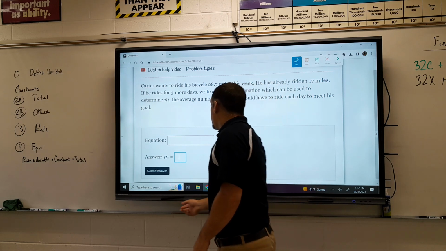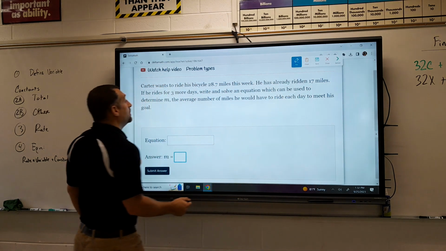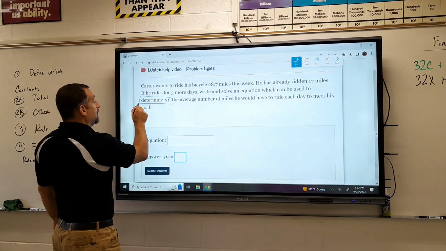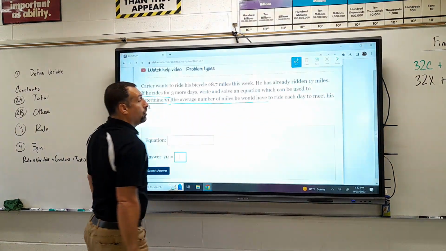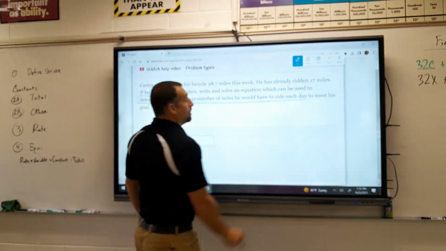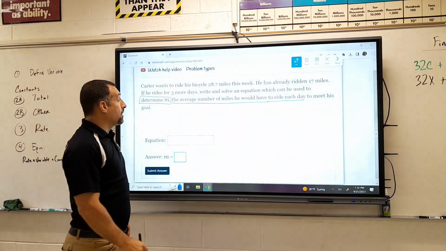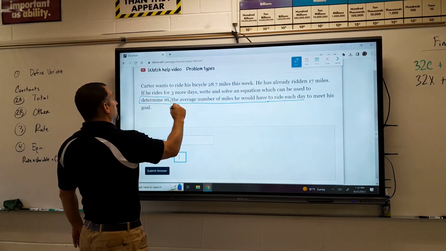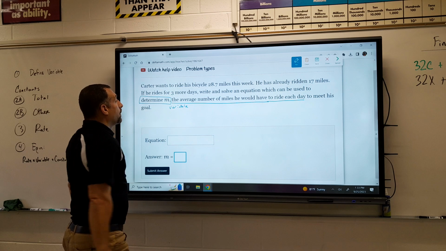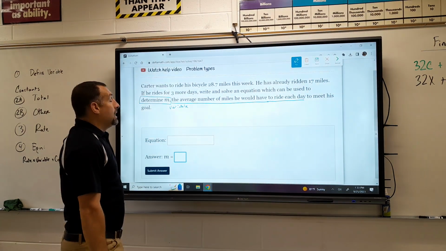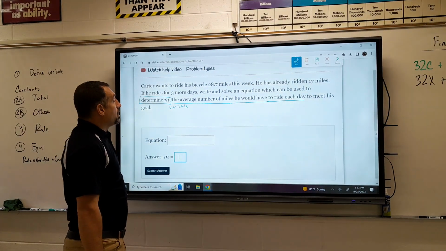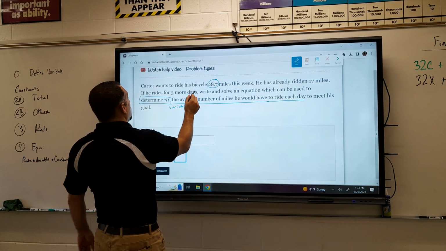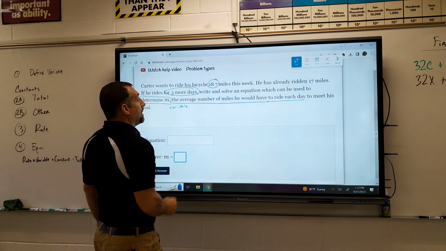So what I like to do is define the variable, but we're lucky. They tell us what we're going to use here. Determine M, and it says it's the average number of miles you'd ride each day. So they already defined the letter for us. So we're looking for M. That's what we're trying to figure out. That's our variable. And then we got to figure out what the constants or what these other numbers mean.